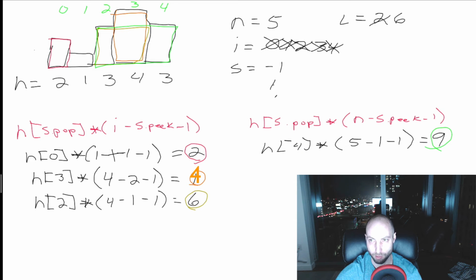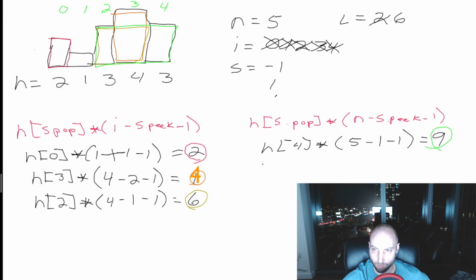Okay. And while there's still elements in the stack, we need to keep running this formula. And so h of stack.pop, and this gets popped, times 5 minus stack.peak minus 1.